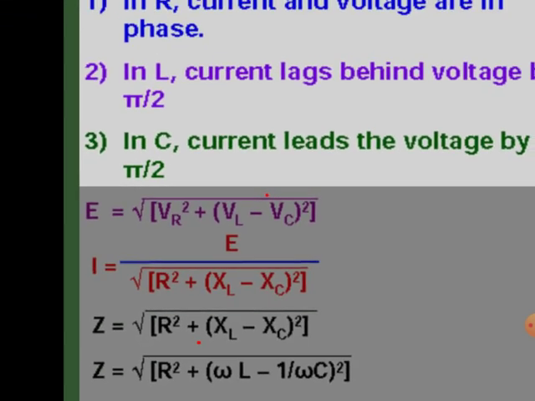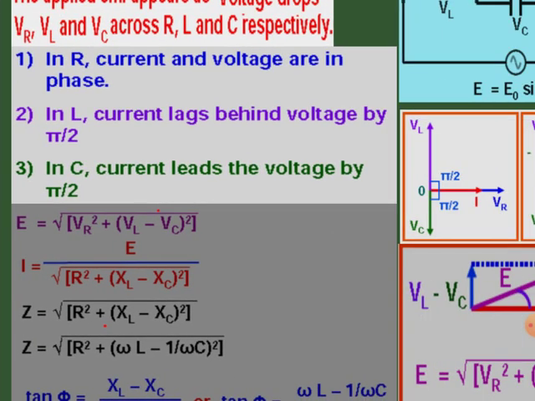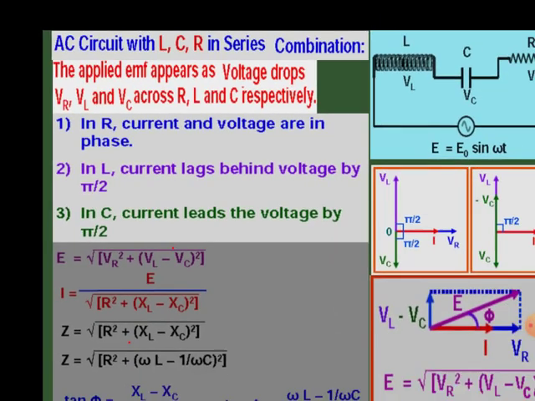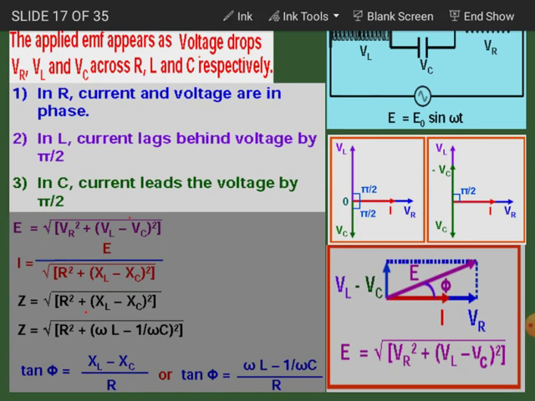If you want to find out the current again, then we know from Ohm's law, E by R is equal to the instantaneous current. Where is it coming from actually? Let me tell you where this V is coming from. Now we know that E is equal to the square root of VR square, meaning I square R square.